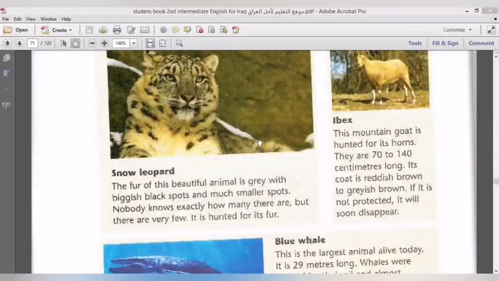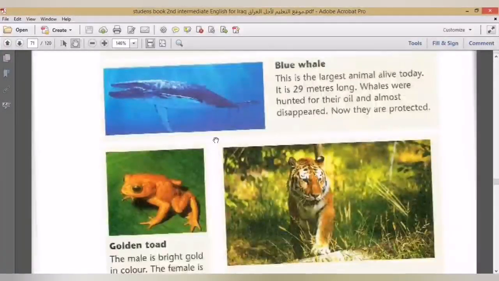Golden toad. The male is bright gold in color. The female is much darker. People are draining water from the places where they live. When the water goes completely, the golden toad will disappear. Tiger. The tiger has beautiful yellow and black fur. It looks like the sun shining through the trees and helps the tiger hide in the forest. There are now fewer than 4,000 tigers in the wild because tigers were hunted for their skins.